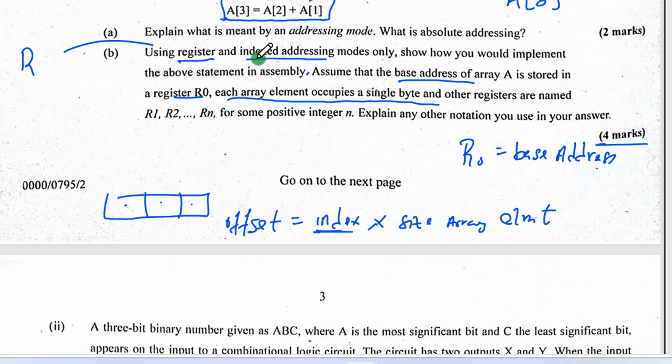Now, continuation, they say, and other registers are named R1, R2, R3. Remember that you are at the level of register addressing mode, so anything must be stored first in the register. And since R0 is representing a base address, don't use it again. When you are using your register, start using it from R1, R2, Rn. It depends on you, the number of registers you'll be using. They don't impose anything, you are free. Rn for some positive integer n. So you're understanding this. Now they say, explain any other notation you use in your answer.